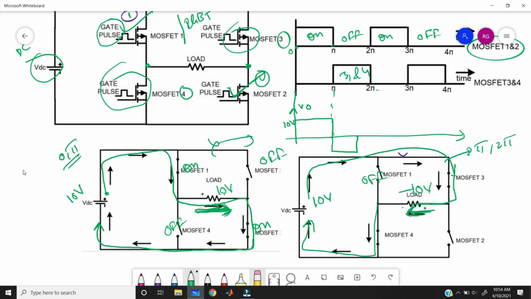During 2 pi to 3 pi, what will happen? Again MOSFET 1 and 2 will be on, and the circuit will be like this, and I'm getting positive 10 volts. Again from 3 pi to 4 pi, switches 3 and 4 will be on, the circuit will be like this, and again we get negative 10 volts. So the output we are getting is positive 10 volts, negative 10 volts, positive 10 volts, negative 10 volts, like this. This is the output waveform of our single phase full bridge inverter.